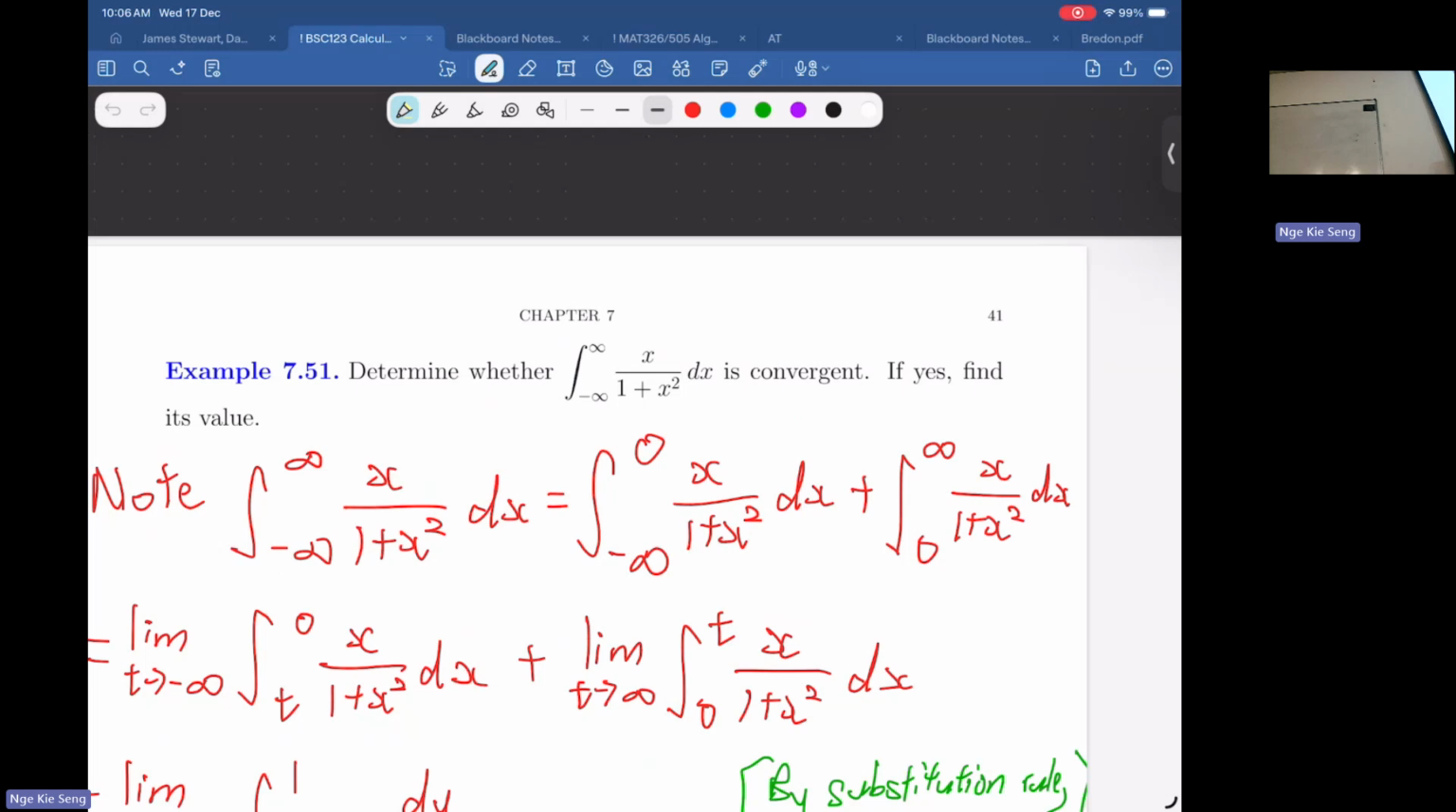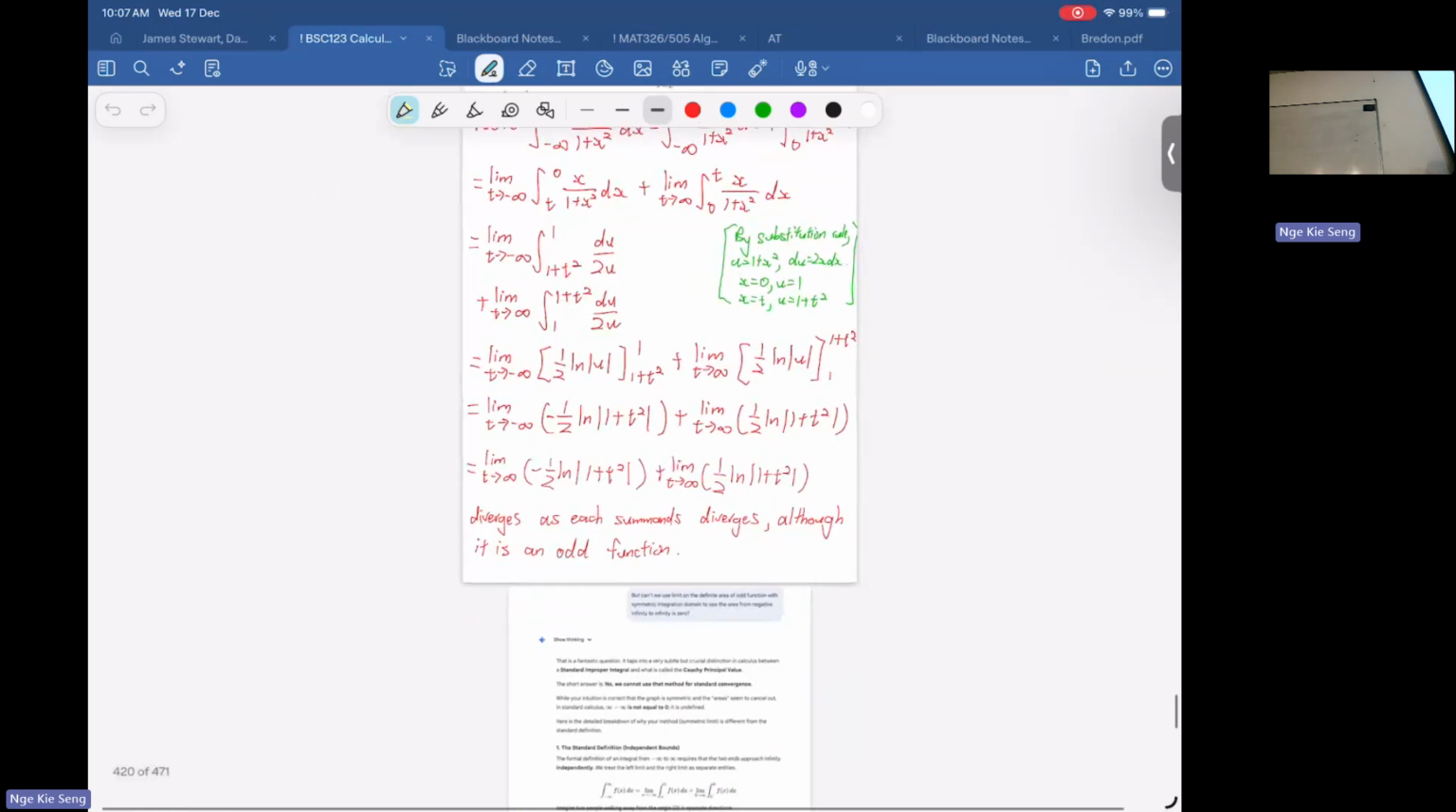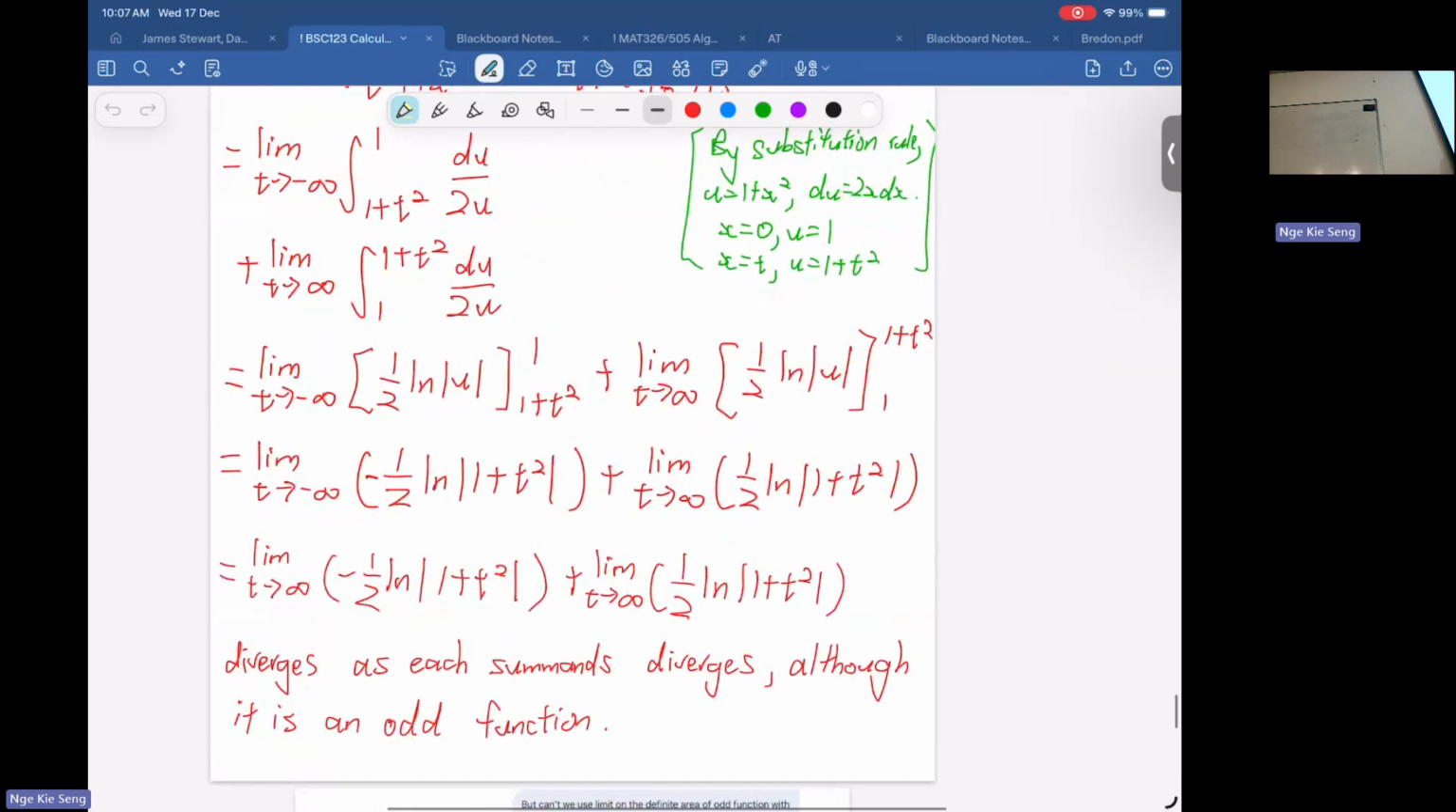Then we learned that if you integrate over an interval that's symmetric about zero, what do you get? You get zero because it is odd, so the positive part and the negative part cancel out. But it turns out that we say it is divergent. Why do we say that it's divergent?